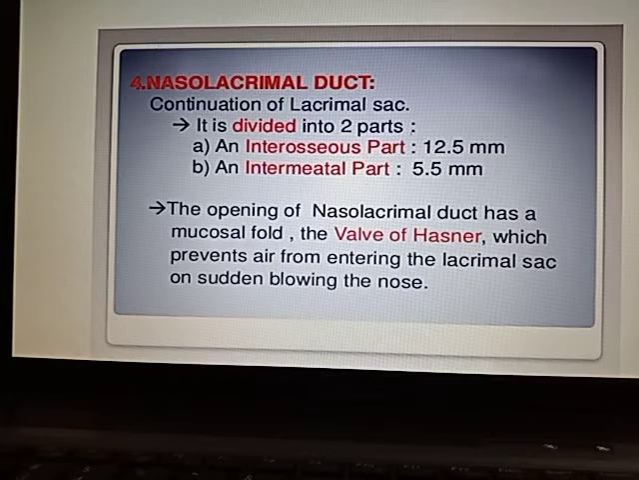It is the continuation of the lacrimal sac. From the lacrimal sac, the continuation goes downwards. It is divided into two parts: an interosseous part 12.5 mm and an intermeatal part 5.5 mm. The opening of the nasolacrimal duct has a mucosal fold, the valve of Hasner, which prevents air from entering the lacrimal sac on sudden blowing of the nose. The valve of Hasner prevents air entry into the lacrimal sac during sudden blowing of the nose.